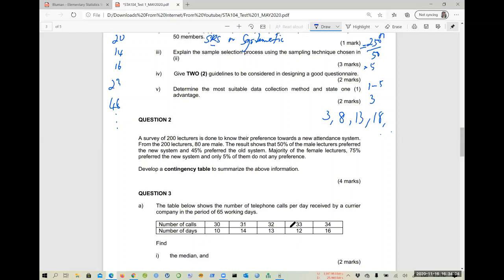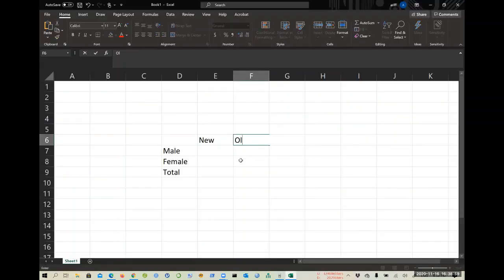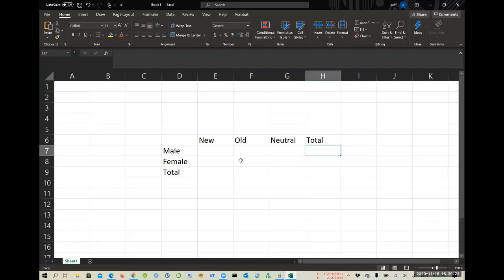And then the question asks you to develop a contingency table. So the columns are new, old, or no preference, or in this case, neutral. So this will be the total. Okay, sorry about that. So that means in this case, this one is 80, 120, and this will be 200.